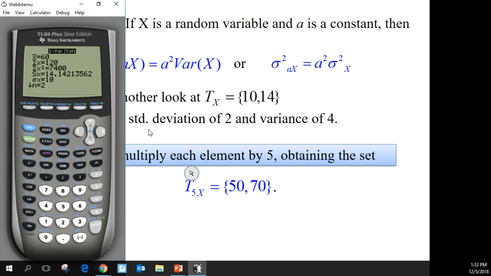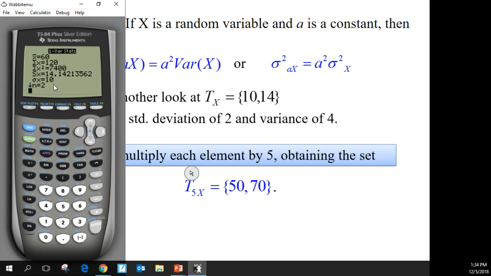Let me make sure of this. Wait a moment. Hang on. Did I do this right? Let's look. Okay, yeah, our standard deviation. Okay, I did. I got nervous for a second there. My standard deviation is 10.